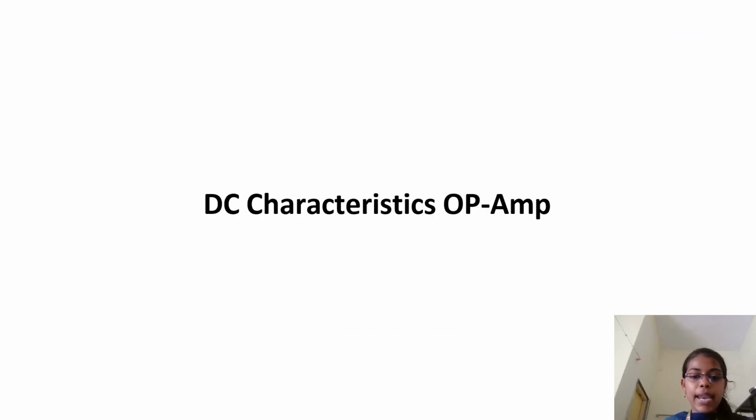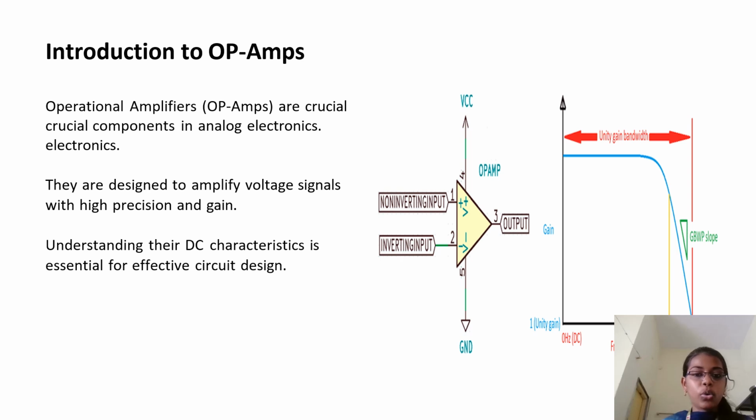My topic is DC characteristics of op amps. Introduction: operational amplifiers are crucial components in analog electronics. They are designed to amplify voltage signals with high precision and gain. Understanding their DC characteristics is essential for effective circuit design.